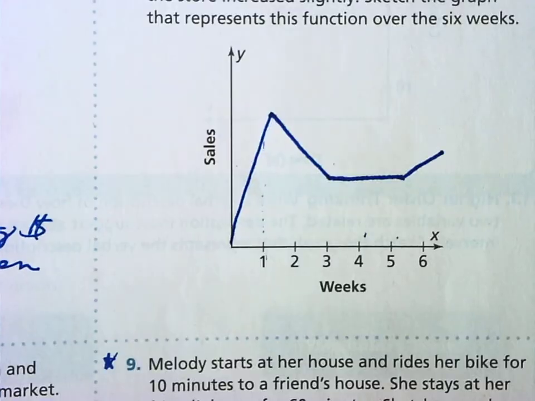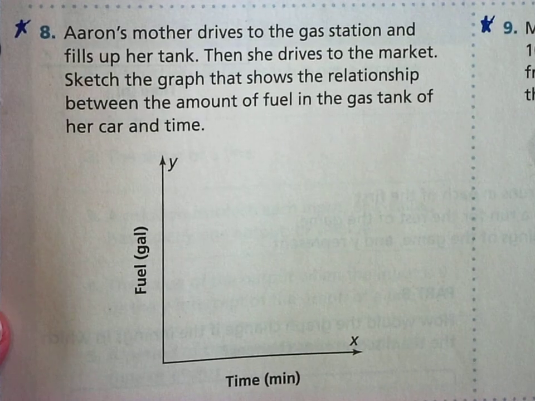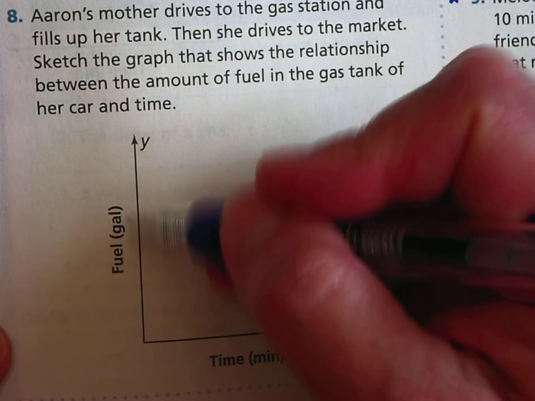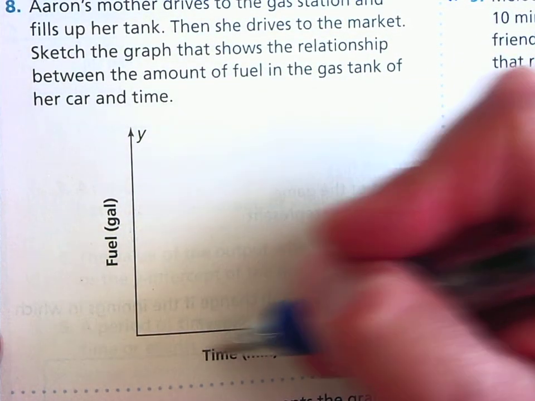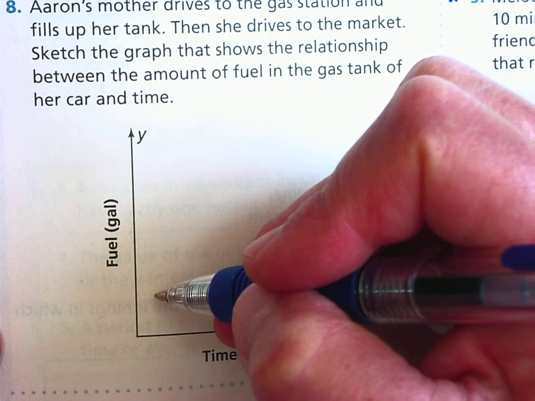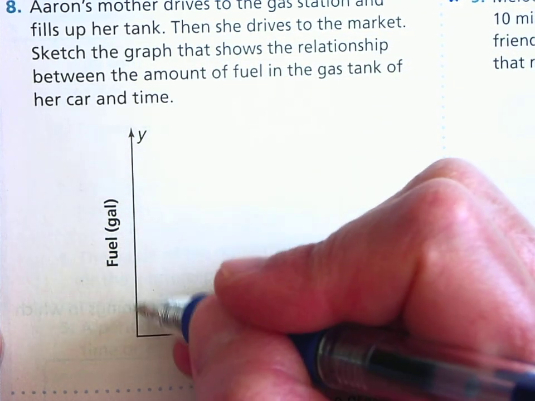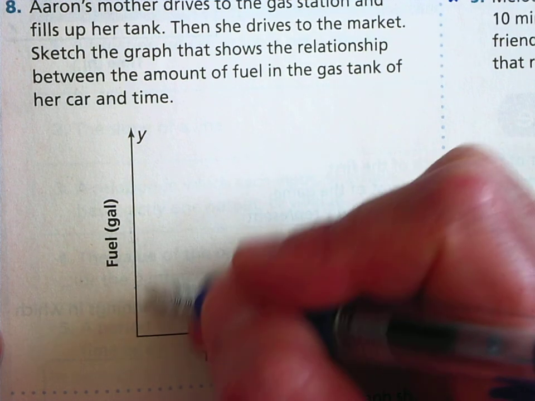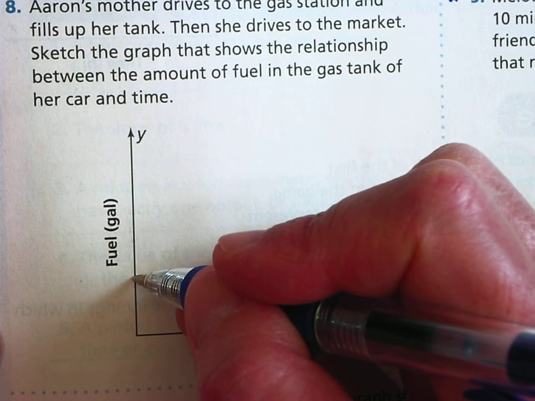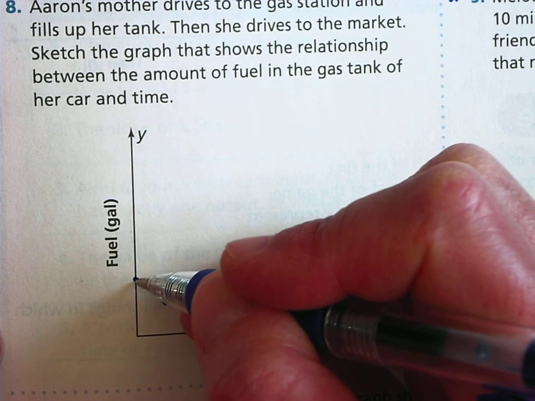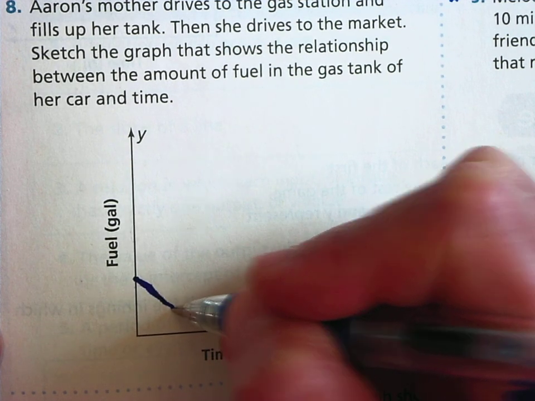Okay, so if we look at the next one, it says Erin's mother drives to the gas station and fills up her tank. And so this has to do with fuel, how much gallons she has right now over time in minutes. So because she is driving to the gas station to fill up her tank, she's low on gas. So we're going to start the line down here. And so she's driving to the gas station. So the line has to be going down because she's using more fuel.